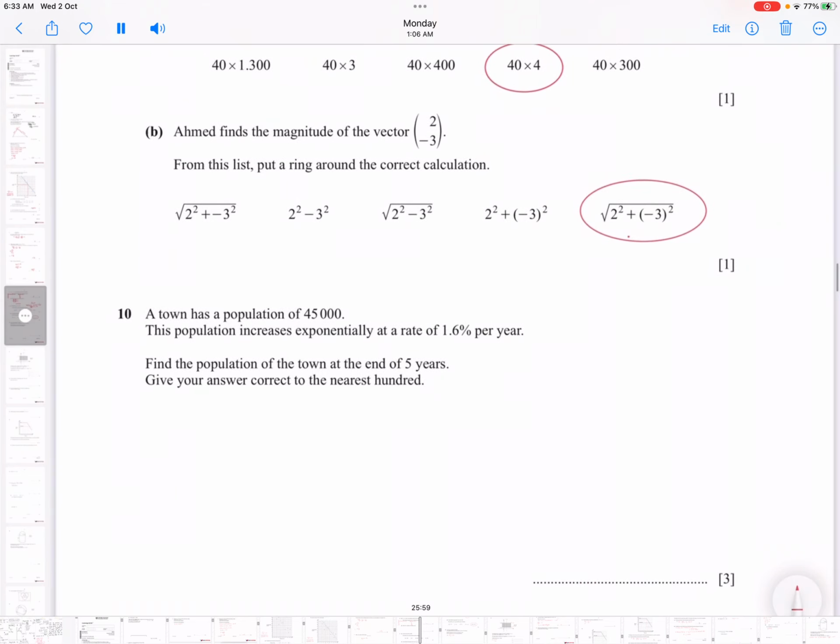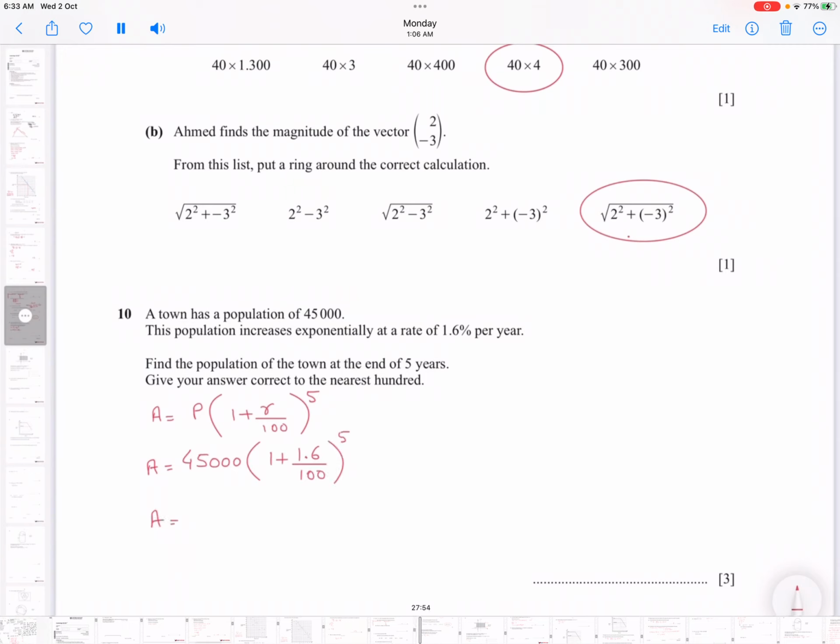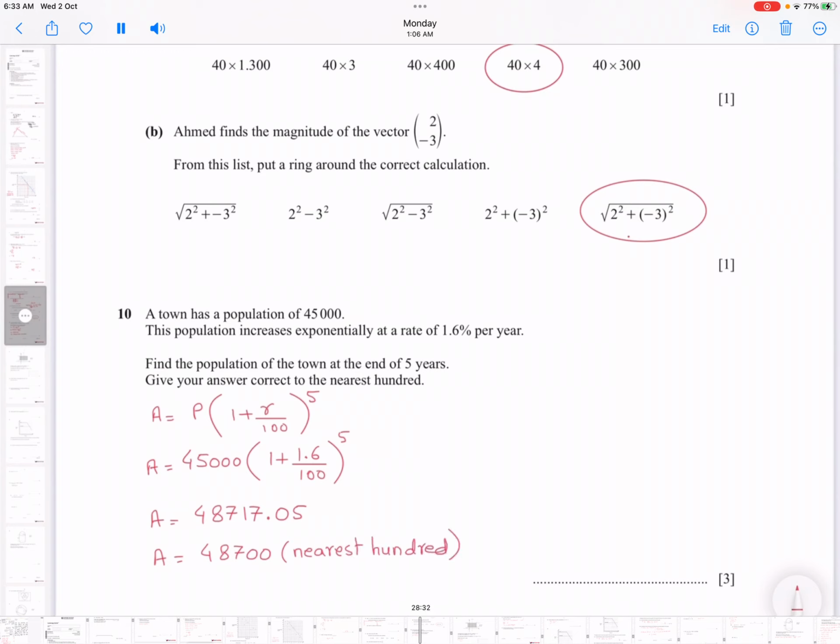A town has a population of 45,000. This population increases exponentially at a rate of 1.6% per year. Find the population of the town at the end of 5 years. Give your answer correct to the nearest 100. So A is equal to P times (1 plus R over 100) to the power 5. So P is 45,000 and R is 1.6. So find out the value. And to the nearest 100 it is 48,700.